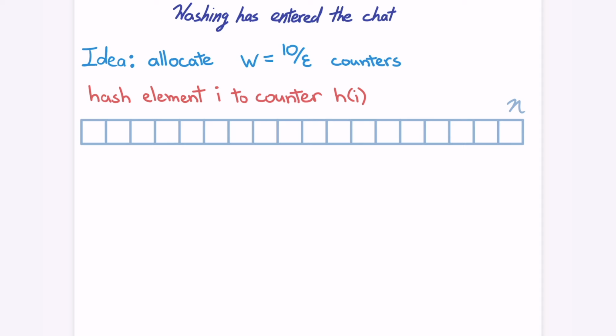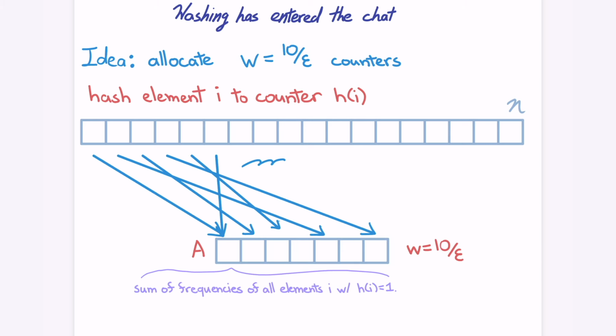So basically, I know I need something like 1 over epsilon counters. I'll make a couple extra. I'll make 10 over epsilon counters. And I'm basically going to assign all the elements randomly to counters using a hash function. Okay, so something like this. So if element i comes in, I hash it to the appropriate counter and I increment that counter.